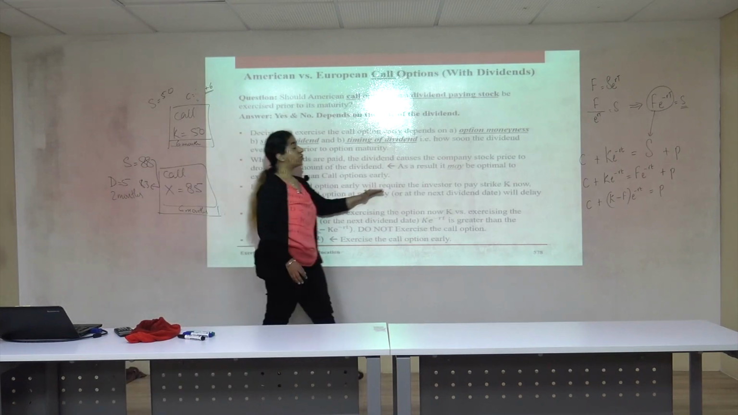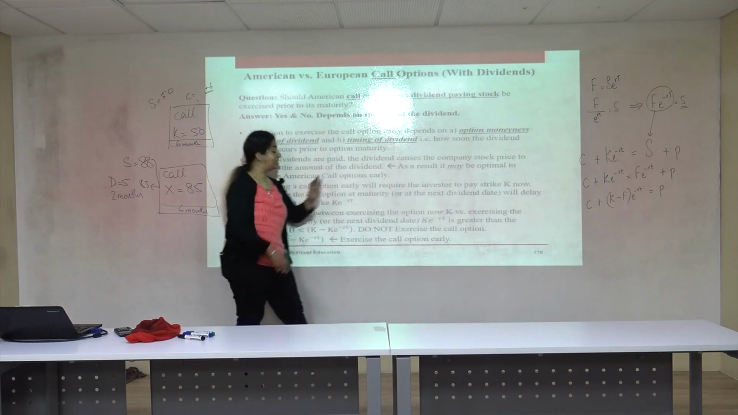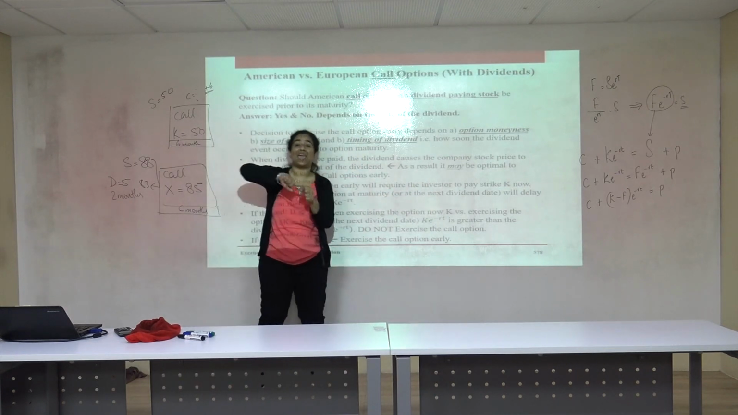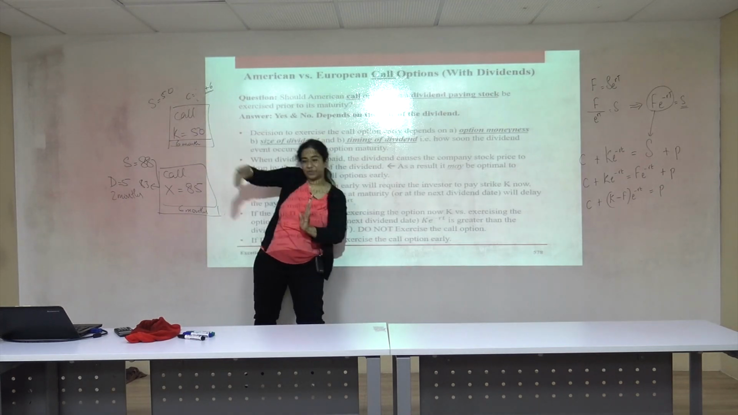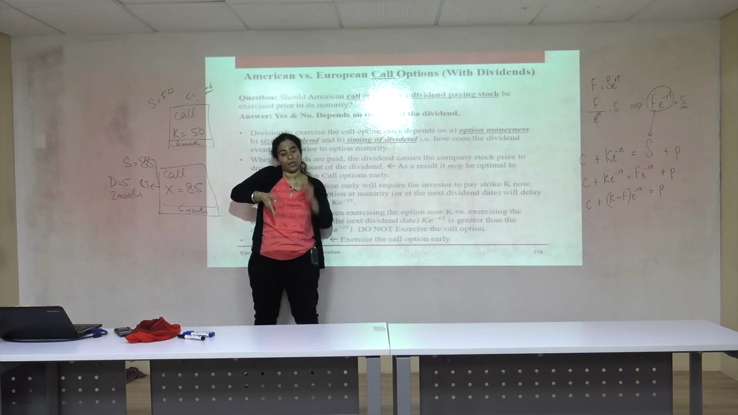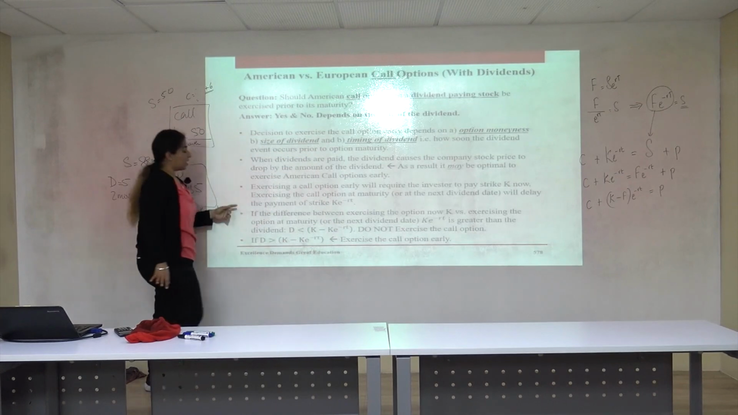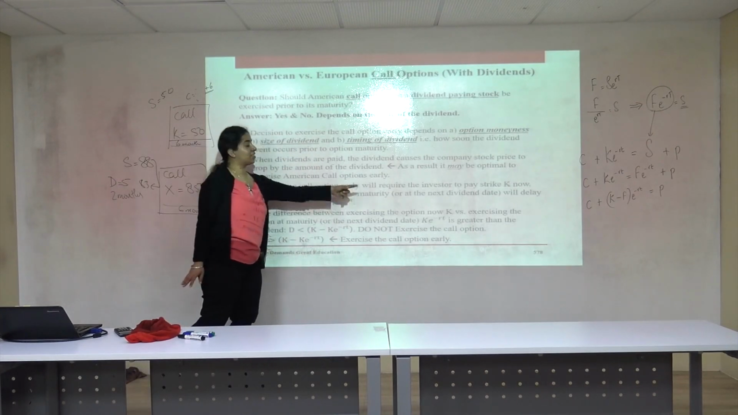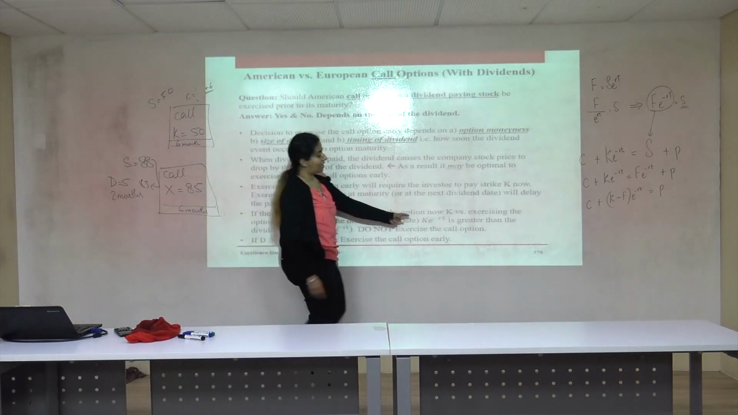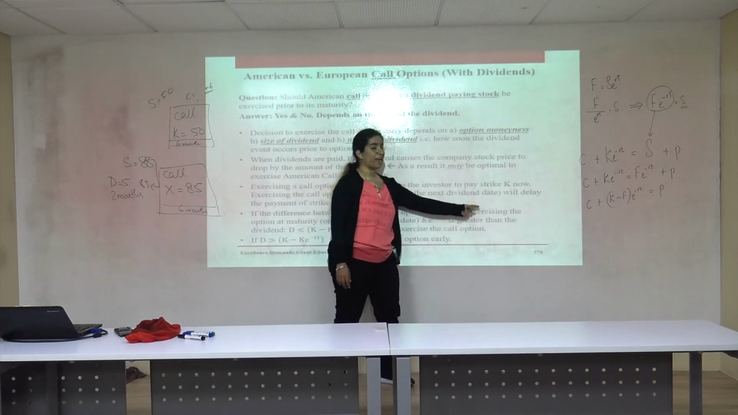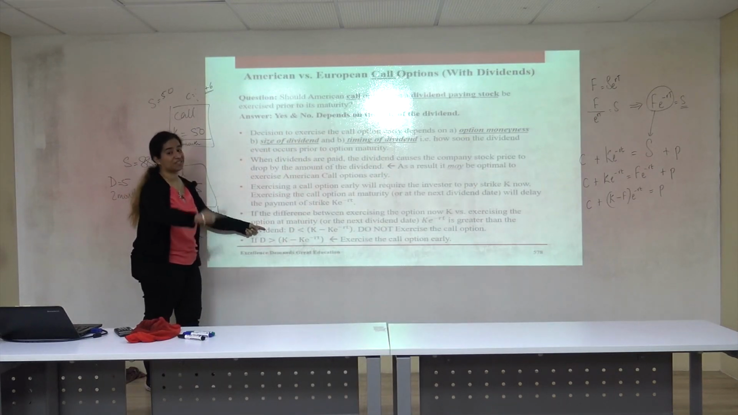Exercising the call option at maturity, or exercising the call option on the next dividend date, will delay the purchase, and the purchase will be at K then. So if it's the K in the future when you exercise, discount it back, that's the cost for today. So cost now versus cost in the future, discounted back. So if the difference between exercising the option now at K versus exercising the option at maturity, K e^(-rT), is greater than the dividend, then do not exercise the call option.